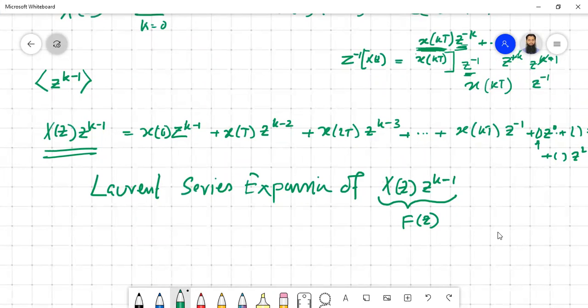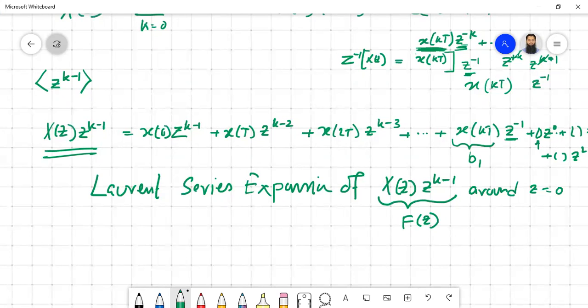Okay, so this equation can be called the Laurent series expansion of the function X(z) z to the power k minus 1 around the pole. The pole here is z equal to 0. If we say that, then this is actually the coefficient of z to the power minus 1, which can be called b1.